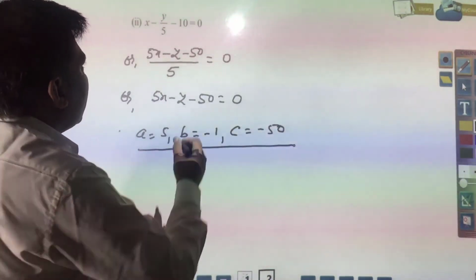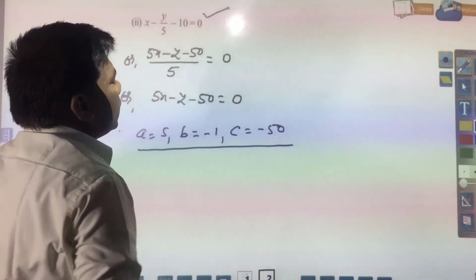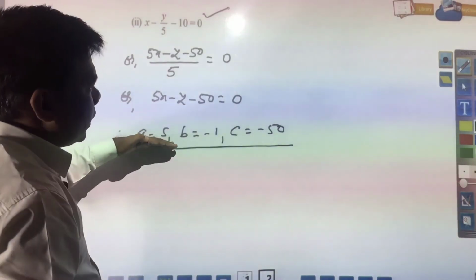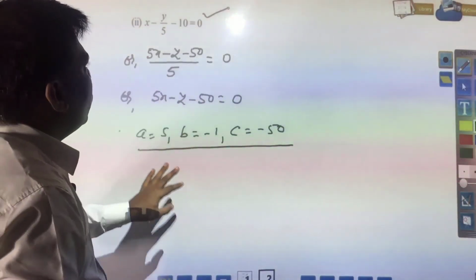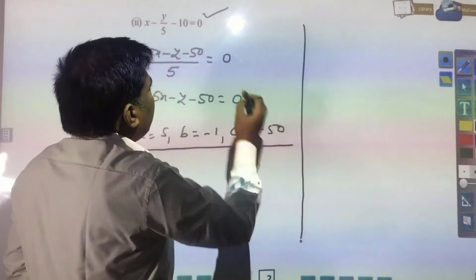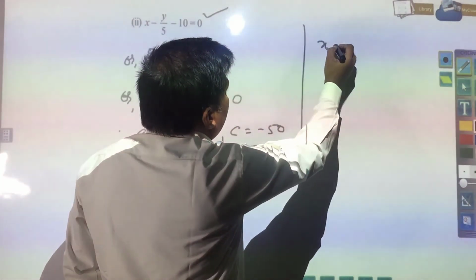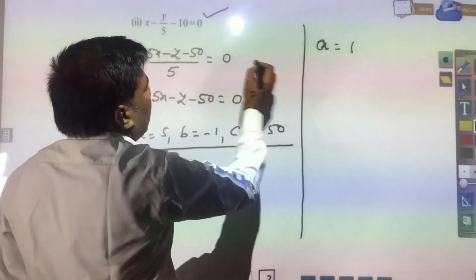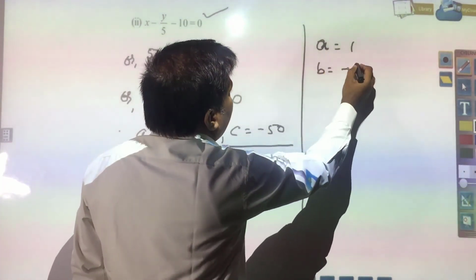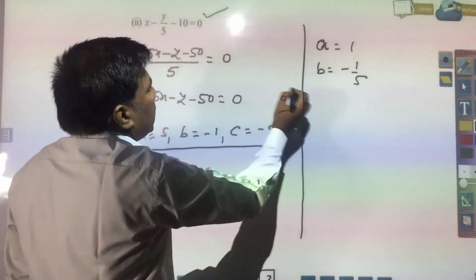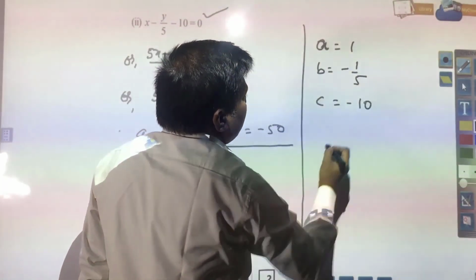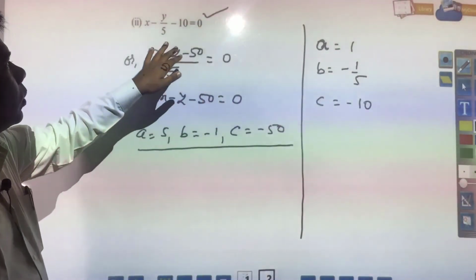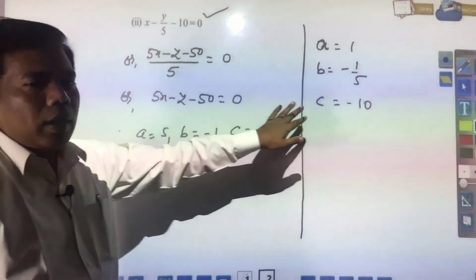Or in another way, if you are solving this directly, it can also be written as a is equal to 1, b is equal to minus 1 by 5 and c is equal to minus 10. So both are correct, either you write in this way or this way.